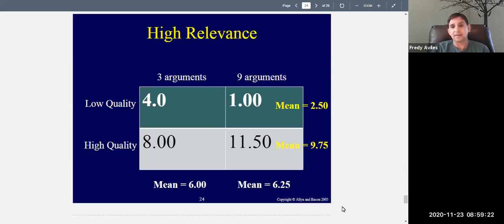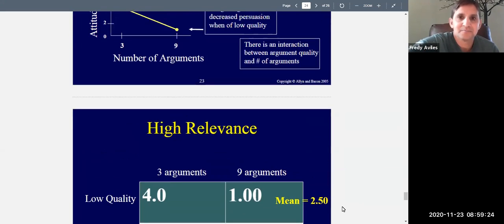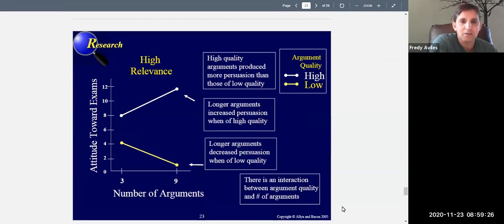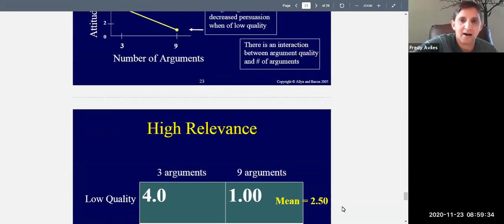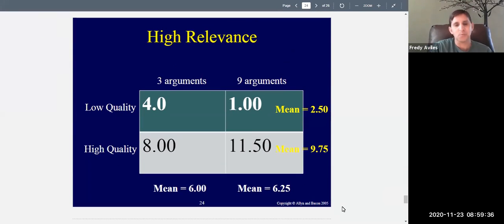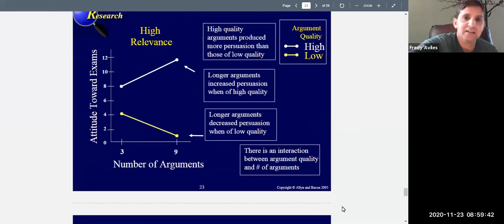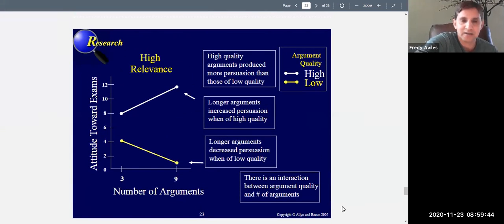Why is there no main effect? Look over here. As we go from 3 to 9, in one case it goes up, in the other one it goes down. So the increase is canceled by the decrease. That's why the average here is 6 versus 6.25. But is there an interaction? You bet there is. You can see the interaction very easily here with the graph method. You can see those slopes are very different. One is positive, one is negative.